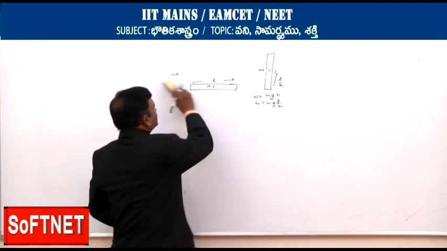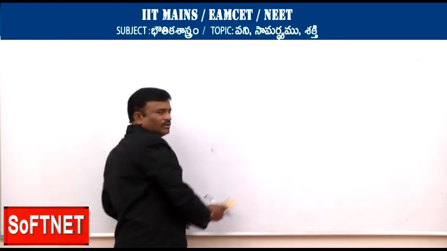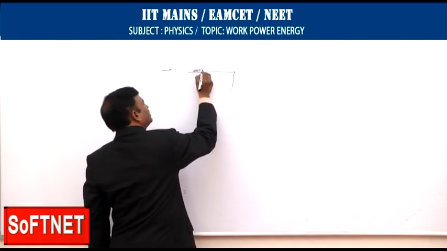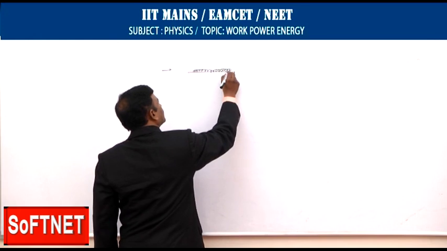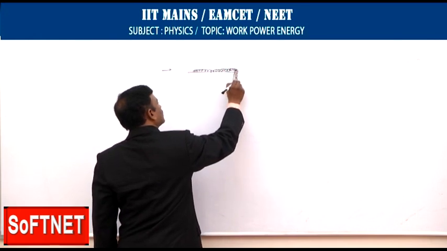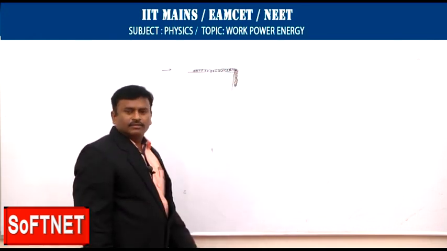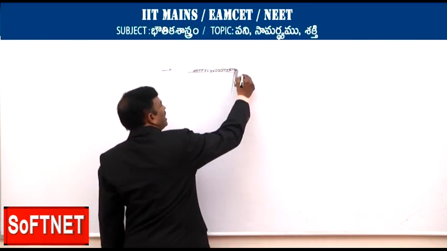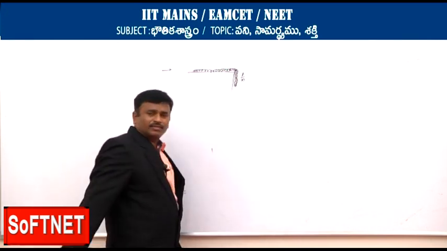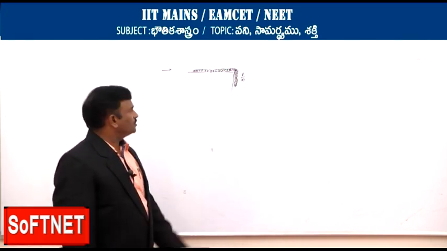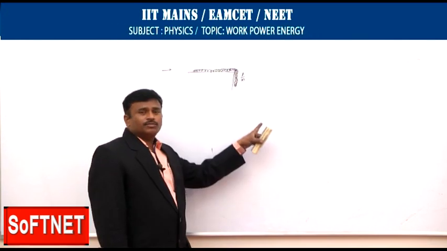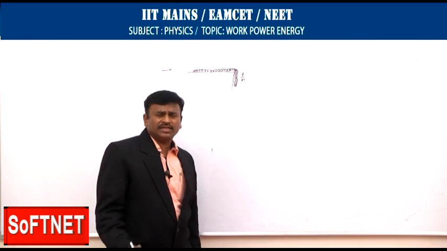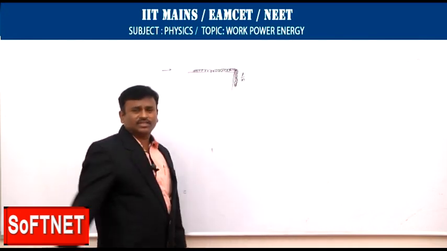Okay, next let us see another example, another model. For the work done here, let us take a chain. A chain is hanging from the table. L by nth part of the chain is hanging from the table. So how much work is supposed to be done so that we can pull the chain onto the table? That is the question.